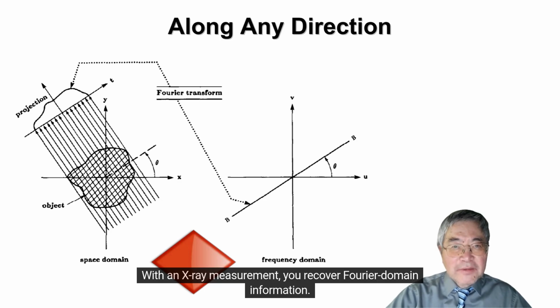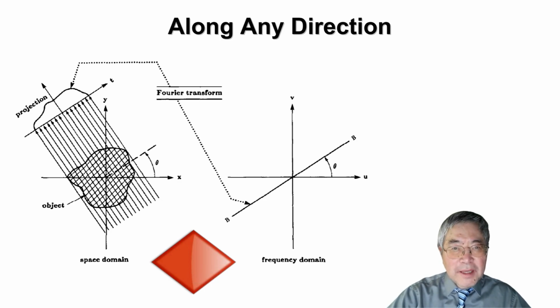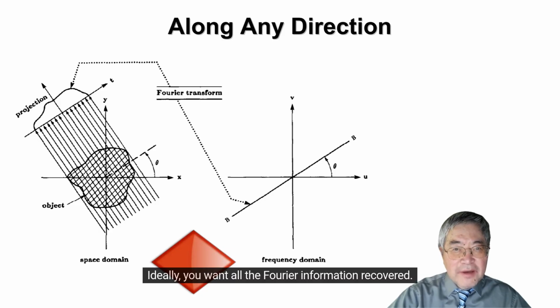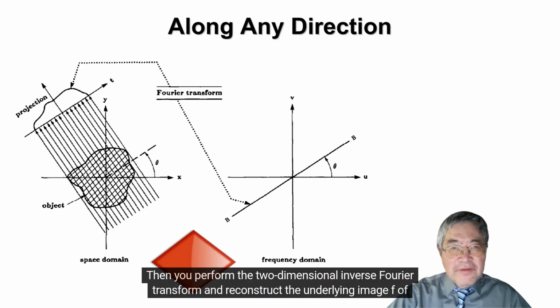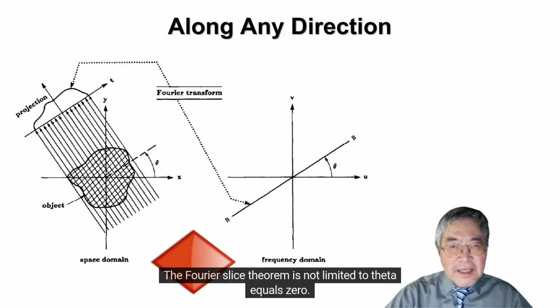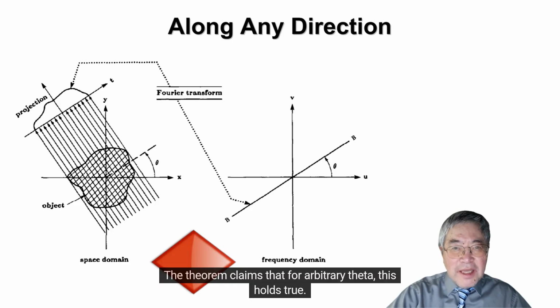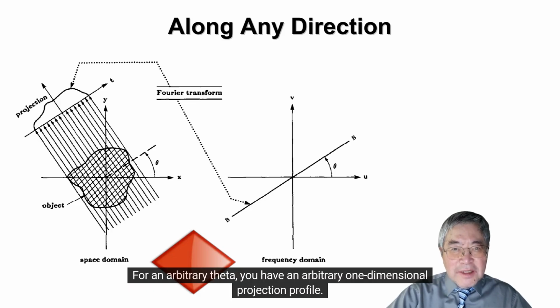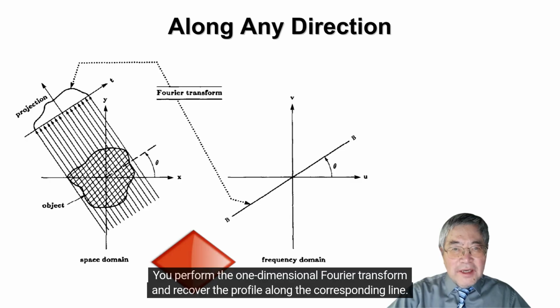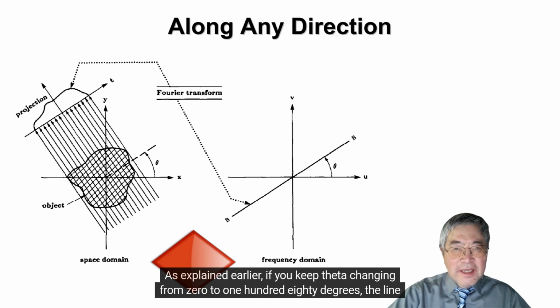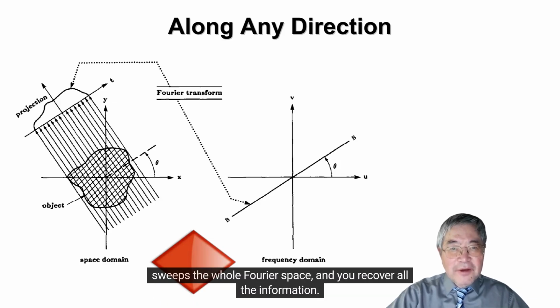With an X-ray measurement, you recover Fourier domain information. Ideally, you want all the Fourier information recovered. Then you perform the two-dimensional inverse Fourier transform and reconstruct the underlying image f of xy. The Fourier slice theorem is not limited to theta equals 0. The theorem claims that for arbitrary theta, this holds true. For an arbitrary theta, you have an arbitrary one-dimensional projection profile. You perform the one-dimensional Fourier transform and recover the profile along the corresponding line. As explained earlier, if you keep theta changing from 0 to 180 degrees, the line sweeps the whole Fourier space and you recover all the information.